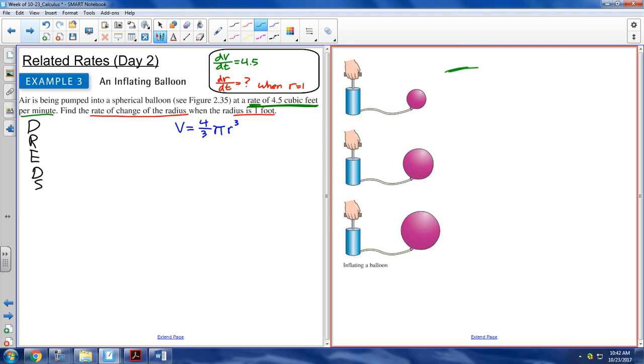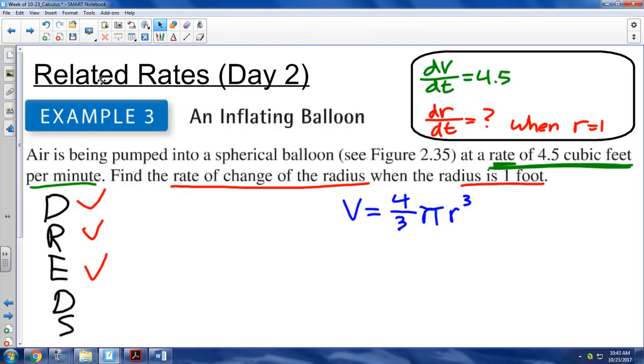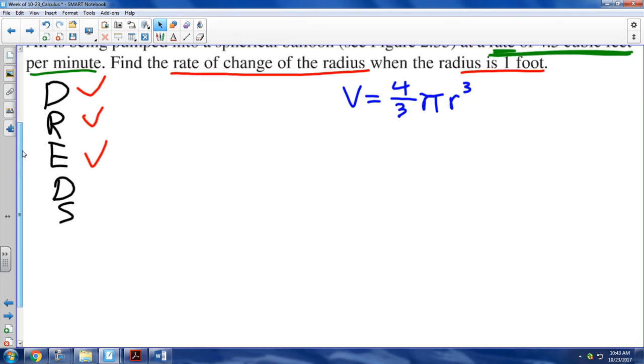DREADS. We have our rates in a box and all our information. We have an equation because I gave it to you. Sometimes I don't give it to you, but in this case you have that blue equation here. And now we need to actually take the derivative of that equation. So here is where your calculus is going to start to come in handy. So let's look at this.